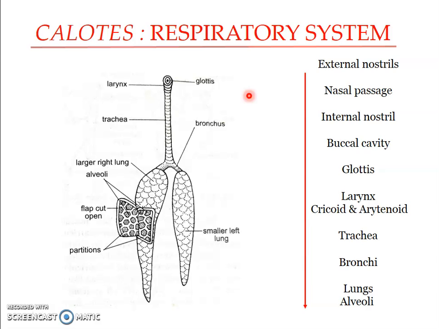As already mentioned, this is the only respiratory mechanism in the case of Calotes, and the lungs are a little more elaborate than what we have seen in the case of Hoplobatrachus, and the respiratory mechanism takes place with the help of the intercostal muscles and the other structures. Okay, thank you.